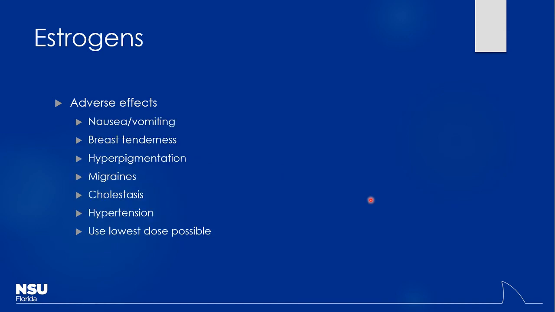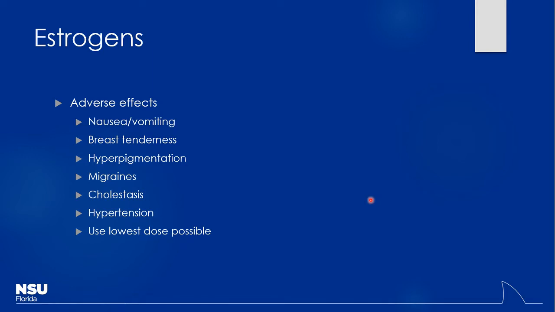Other kind of normal things you're going to find include things like nausea, vomiting. Why do you think you get breast tenderness? What does estrogen do to the breast tissue? Causes hyperplasia, stimulates it, right? So again, if that tissue is starting to swell, that can cause a little bit of tenderness associated with that. You can find things like hyperpigmentation, where it can stimulate melanin production in the skin cells.